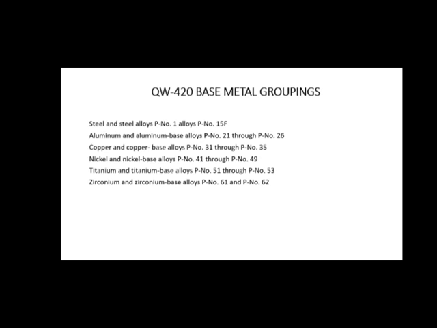So this gives you a pretty good idea: P1 through 15 is your ferrous alloys. Martensitic, austenitic stainless steels, duplexes, everything is lumped in there. Garden variety carbon steels. And then you've got your non-ferrous alloy systems, the 20s, 30s, 40s, 50s, and 60s. So that gives you a general idea of what's what and how they went through and broke these out.